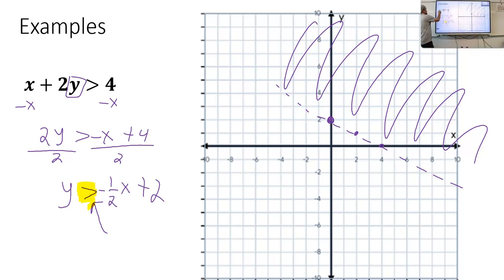Once again, you can always check: is 0 plus 0 greater than 4? No, it's not, which means this part should not be shaded, which it's not. So there we shaded and got that correct.